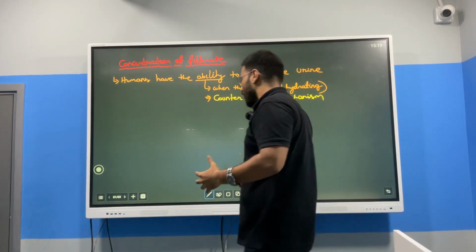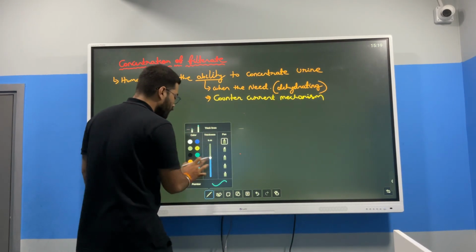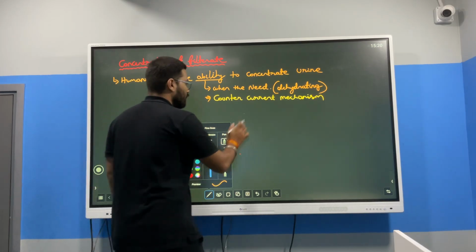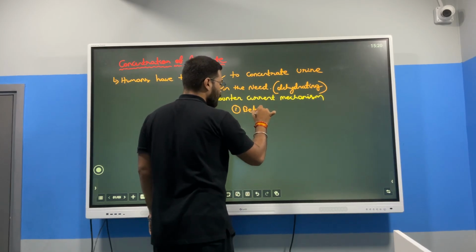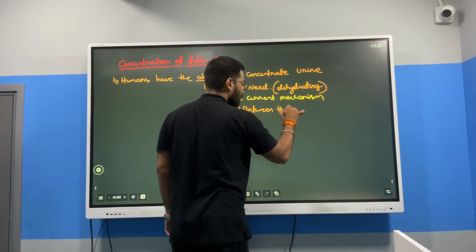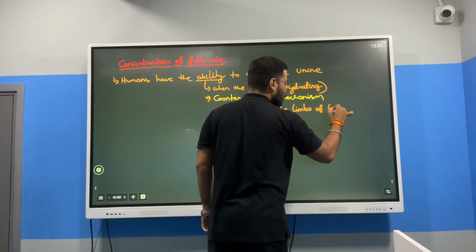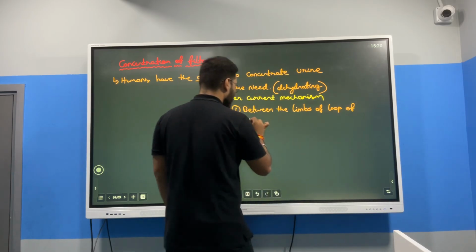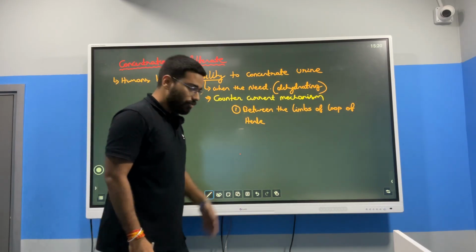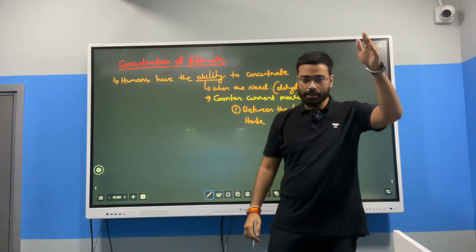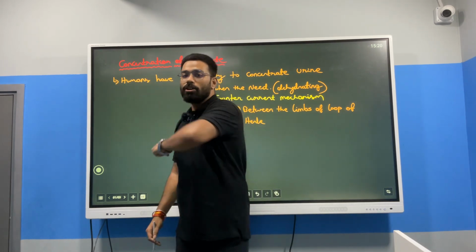In our body, in our nephron, there are two places where the counter current mechanism occurs. Number one is between the limbs of the loop of Henle. We all know that the loop of Henle is made up of two limbs: the descending limb of the loop of Henle and the ascending limb of the loop of Henle.